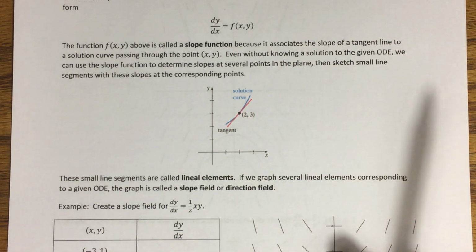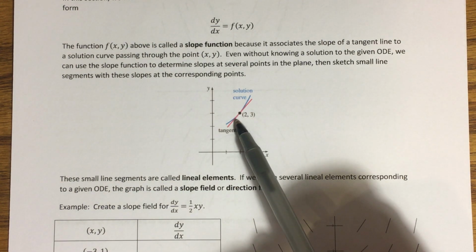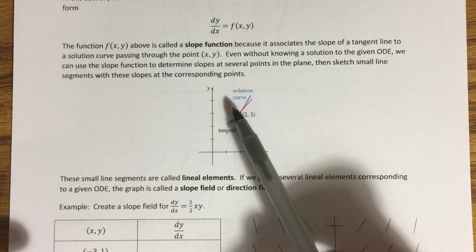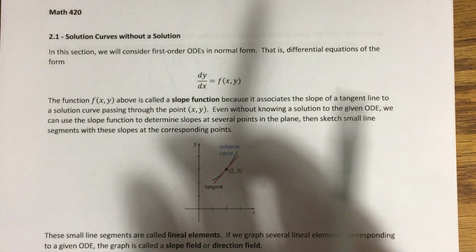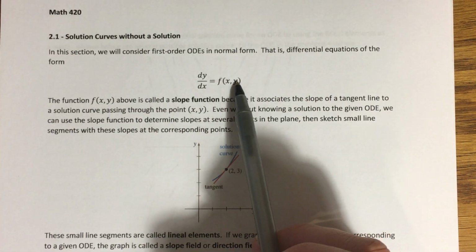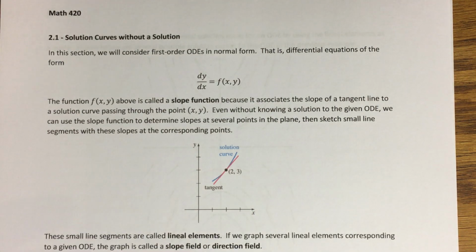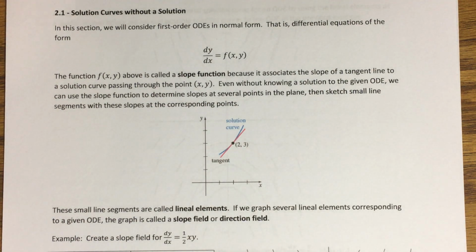Now, what if we didn't have a solution to work with, but we wanted to get an idea as to what a solution curve might look like? One thing that you could do is pick a whole lot of different values for your x's and y's here, plug a bunch of those in, and get a whole bunch of different slopes to work with. Then if we were to graph all of those slopes in the plane, it might give us some indication as to what a solution curve could look like.